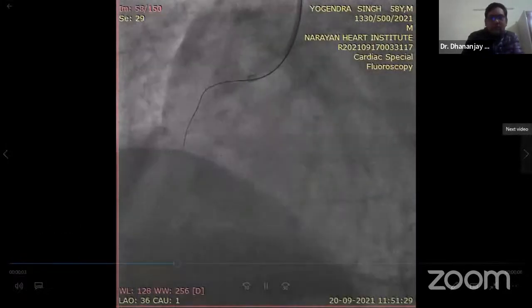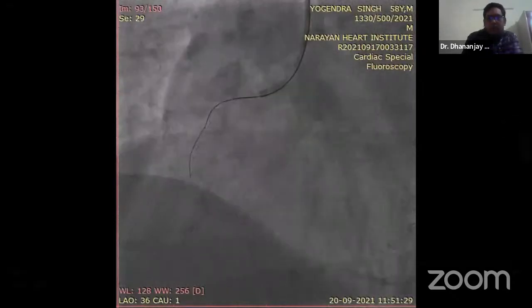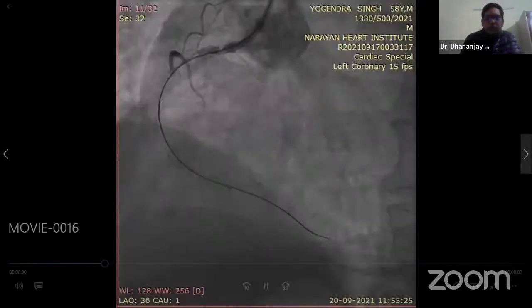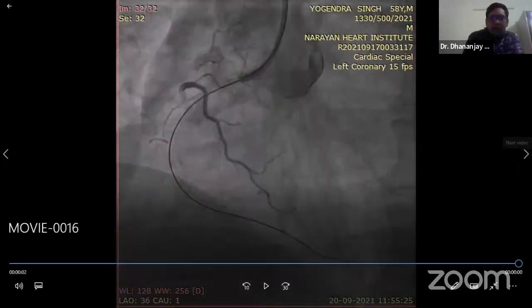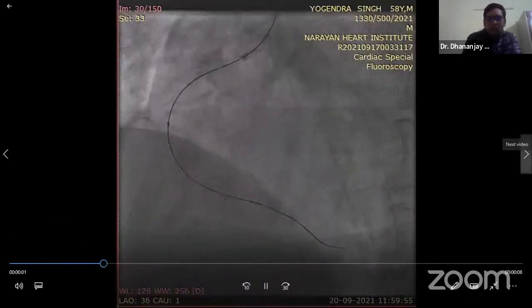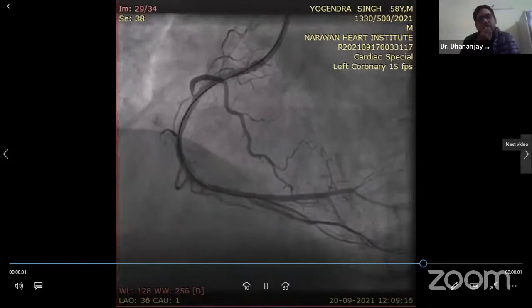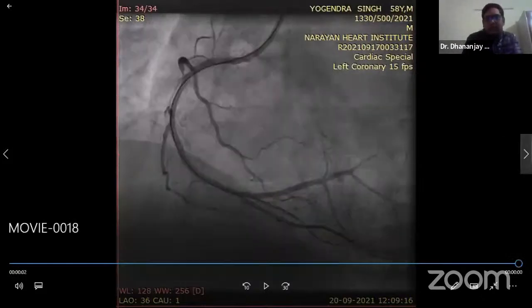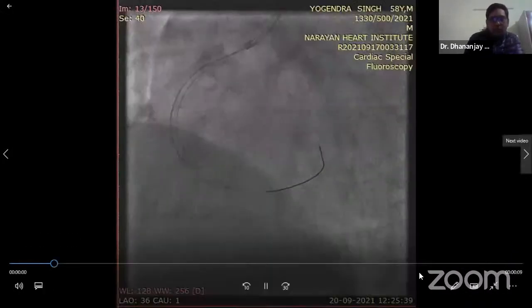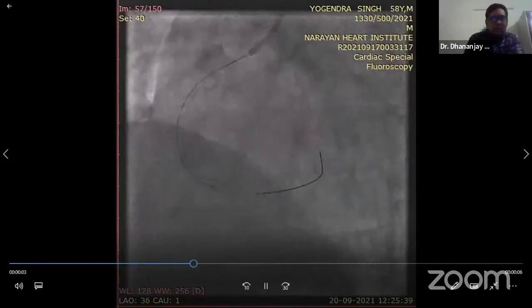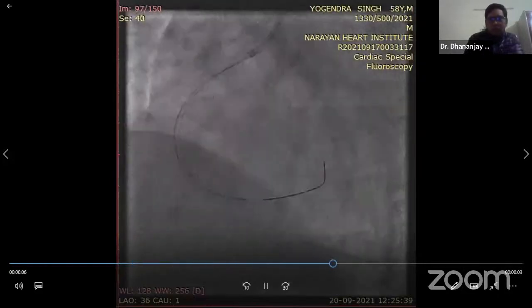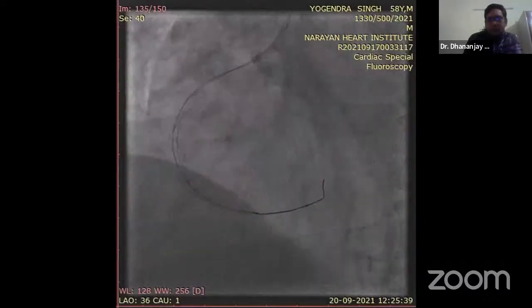It crossed the lesion, and by sequential pre-dilatation with 1.25, 1.5 to 2.5, and a high-pressure non-compliant balloon at the stented site, we were able to achieve this flow. We exchanged the wire with the BMW, and we took the first IVUS run. I'm showing it separately because my PPT is not working due to some technical issue.